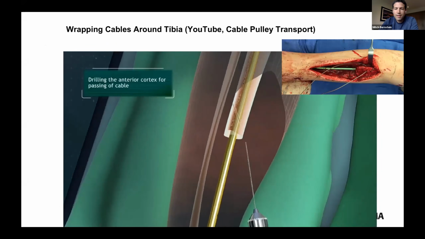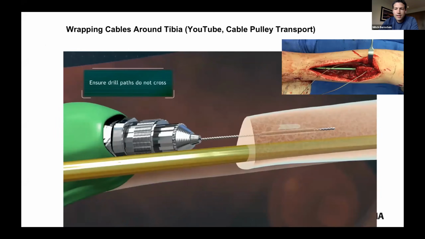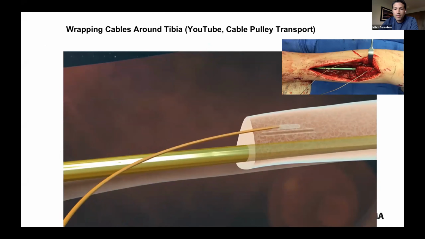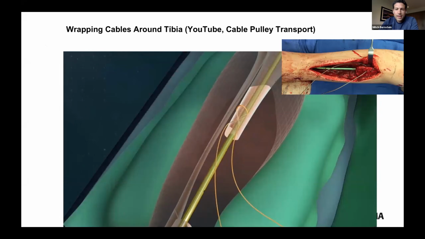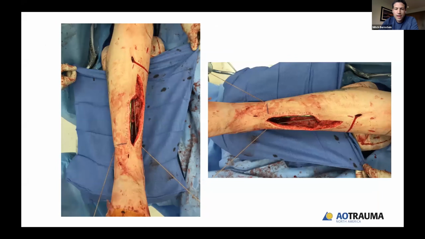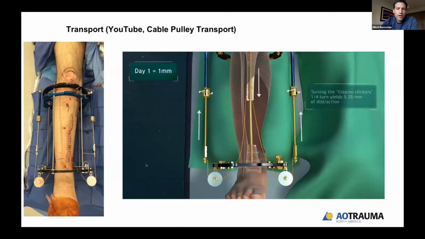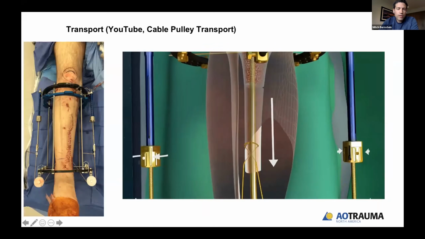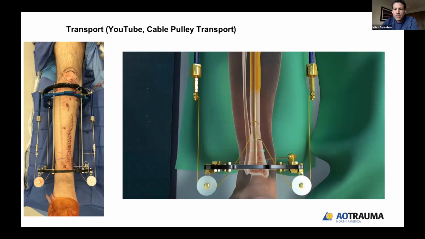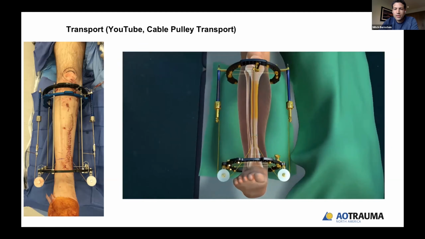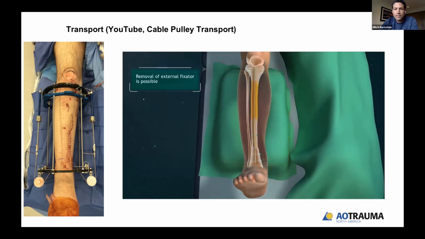These are Elizarov cables. So steel cables are passed over the anterior cortex and through the anterior cortex of the tibia. And those are eventually passed through the soft tissues. So this is an example of that patient. And then you put on a simple motor or an external fixator with clickers and pulleys. And as you turn the clickers, the transport segment is pulled down over the intramedullary nail. The advantage here is once you are pulled all the way down, you can stabilize the docking site and stabilize the transport segment, and then you can remove the external fixator.